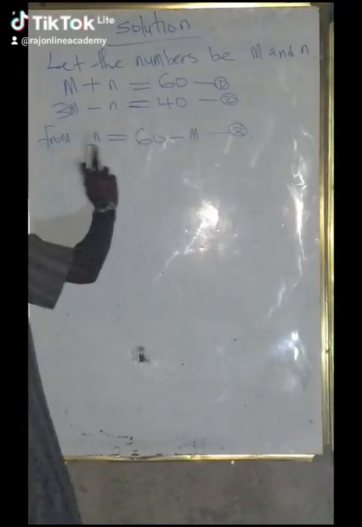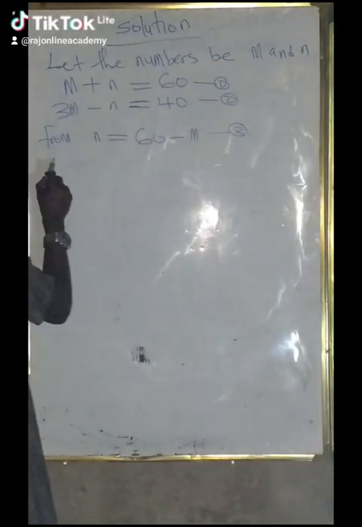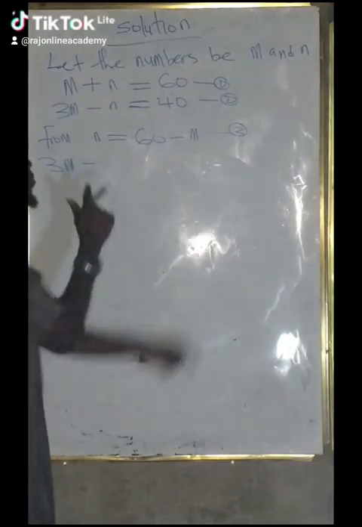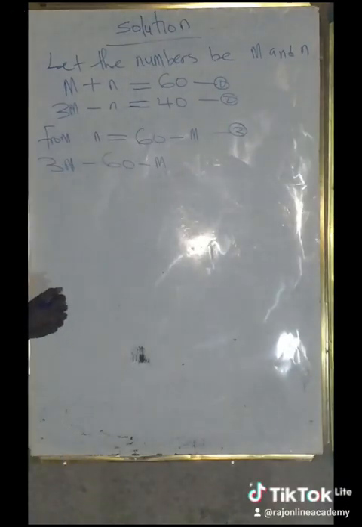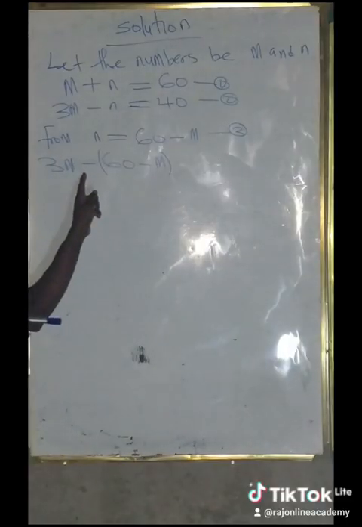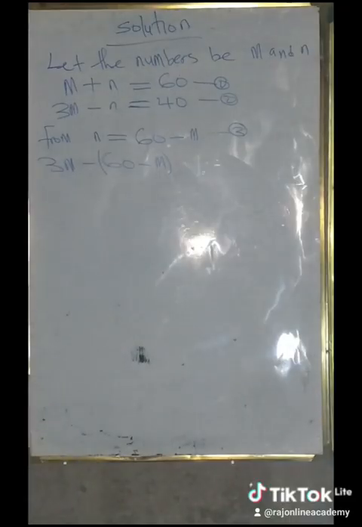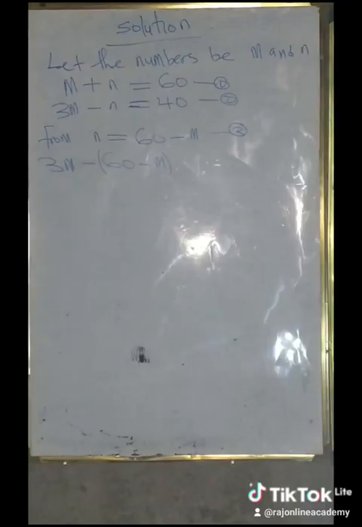Are we getting the concept here? Good. Now, take equation 3 and substitute into equation 2. So we see this is 3M minus N. Already we have a value for N, 60 minus M. Let me put this into brackets, because the sign here is negative and the sign here is also negative. So you must put them into brackets so that you can multiply. But if the signs were plus, just leave it as it is.